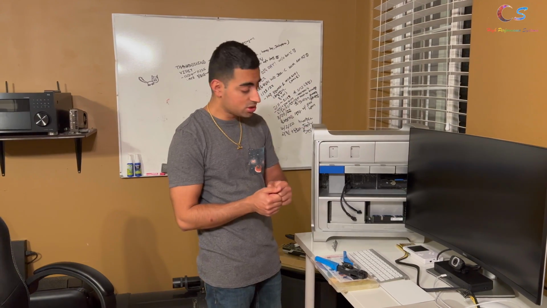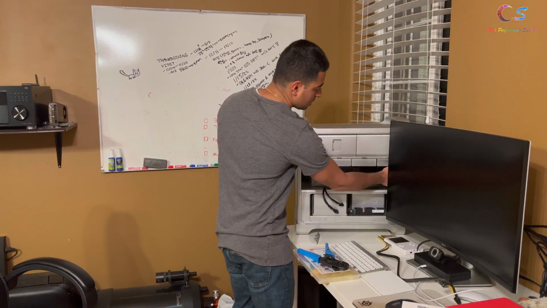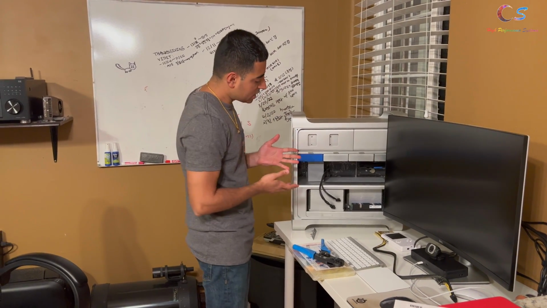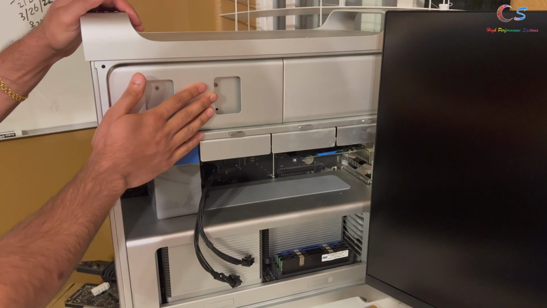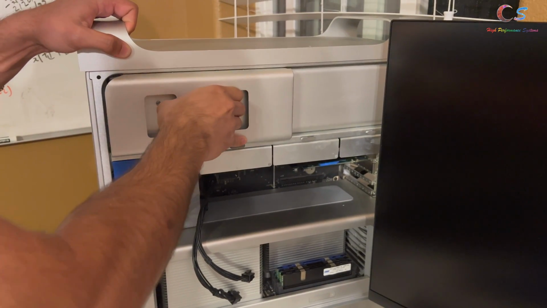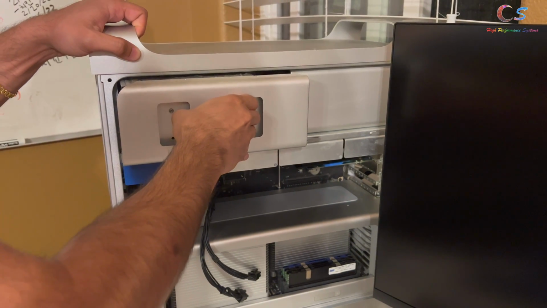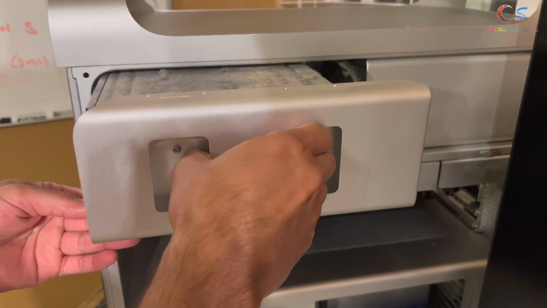So the first thing you want to do is open the side panel. I've already done that, but basically you just open the latch, take it out. And next, we're going to remove this. Okay, so to remove the optical drive bay, you're just going to grab here and pull out like this. And just slowly let it come out. Wow, that is very dirty. So obviously I'm going to have to clean this.